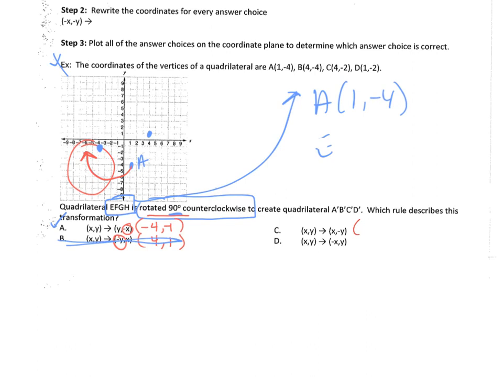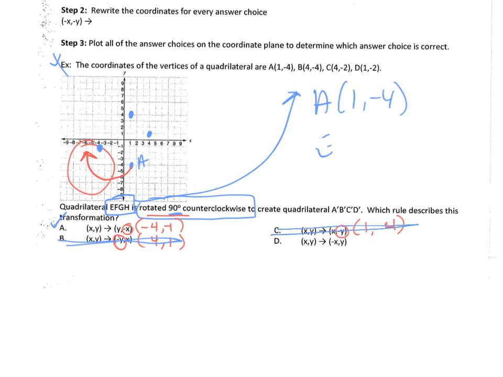So then let's look at C, 1, negative 4. So they stay in the same order. So 1, negative 4, but the sign in front of that y changes. So I'm going to erase that negative. So it's positive 1, positive 4 up here. So again, it's in quadrant 1. That's not the right spot we want it to be in.